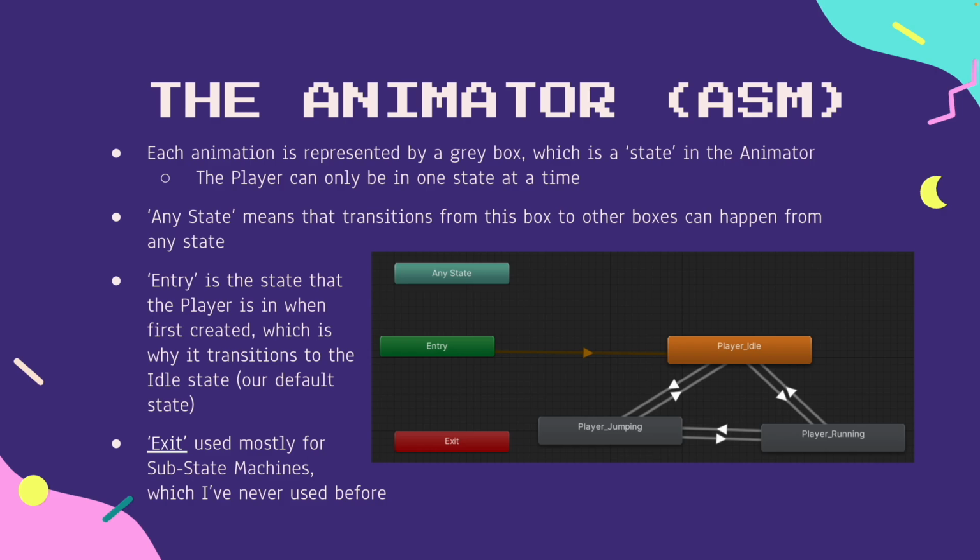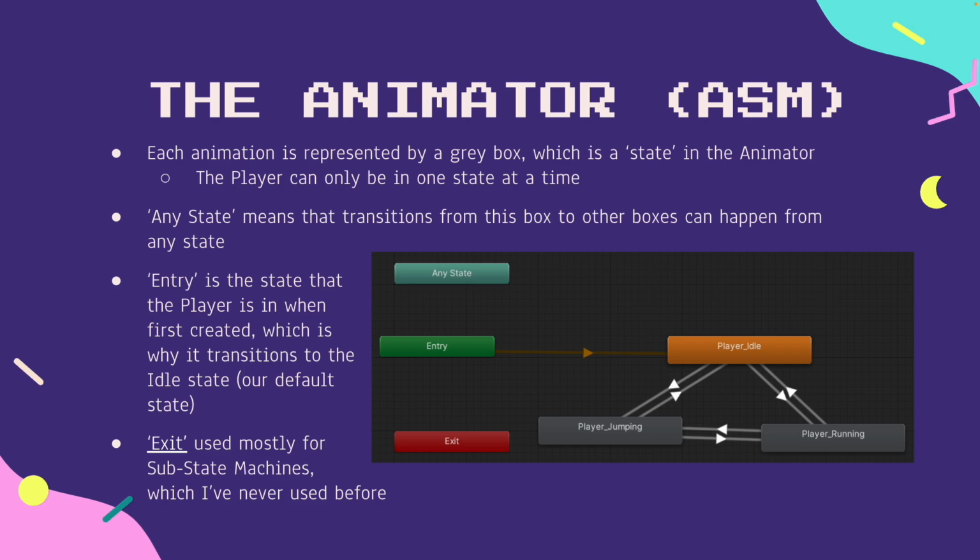So these little white arrows between the boxes are transitions. And so if you have any transitions that go from any state, that means it's not going to check, oh, here I'm in the player jumping state, let me check these conditions to go into the player running state. If you have any arrows from the any state, it's just like no matter what state it is, if the conditions are true, go here.